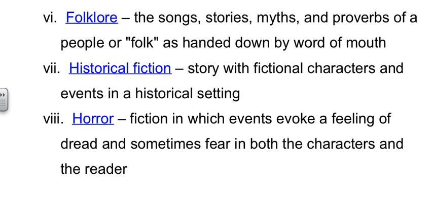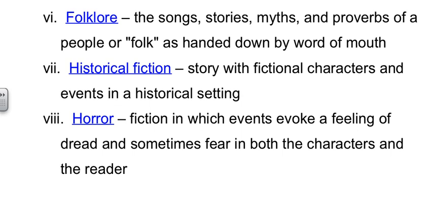Historical fiction is the next category. Historical fiction is a story with fictional characters and events in a historical setting. So historical fiction takes an actual event and then creates what might have happened there. The Last Silk Dress is a pretty well-known historical fiction novel taking place during the same time as Gone with the Wind.